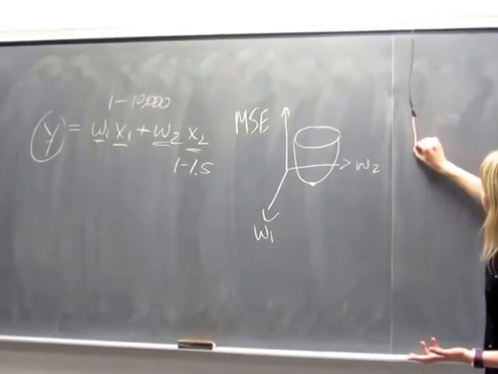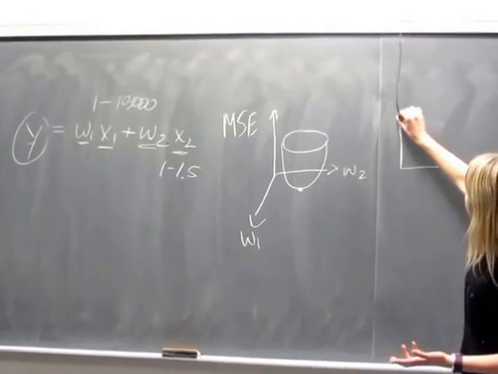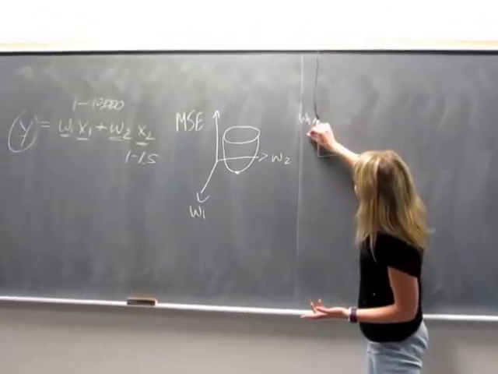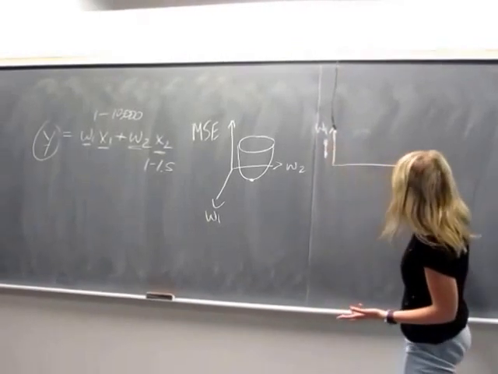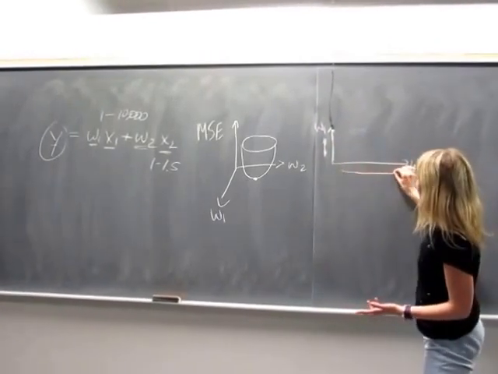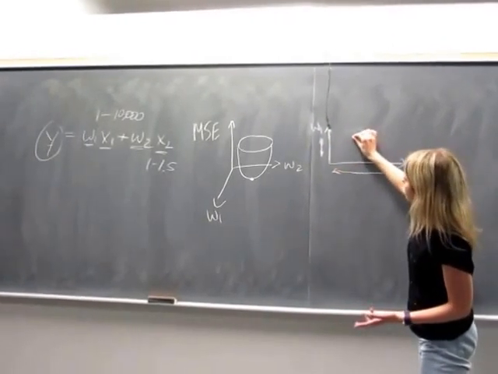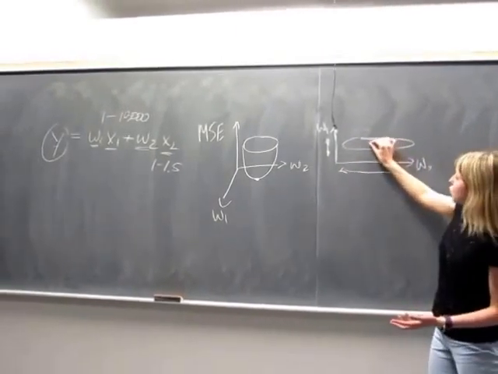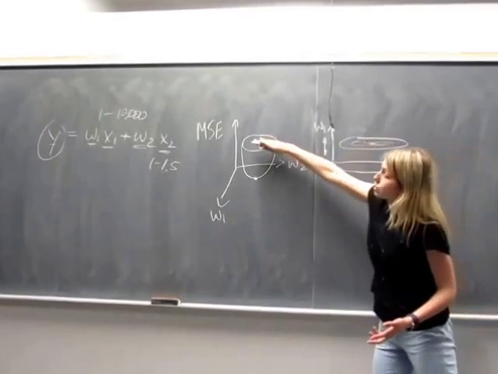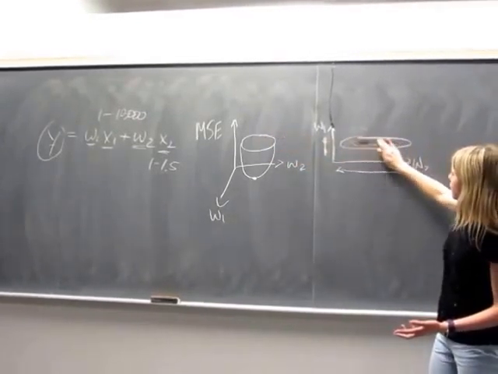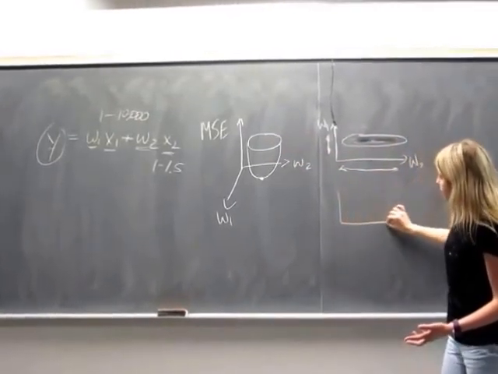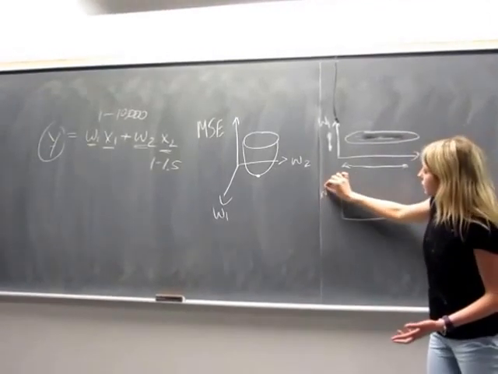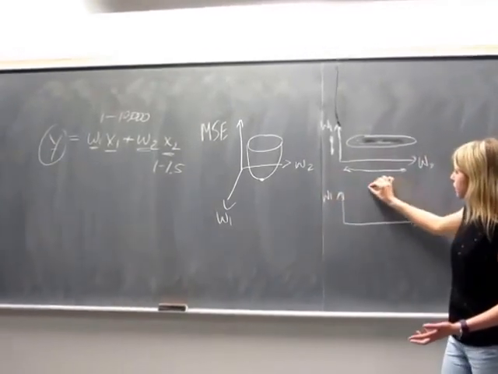So usually, if W1 changes only a little bit versus W2 changes a whole lot, what we'll have is a shape like this that we're trying to optimize. That goes down, right? So it's basically this top portion here. Whereas if we have scaled data, our W1 and W2 will be a perfect circle.